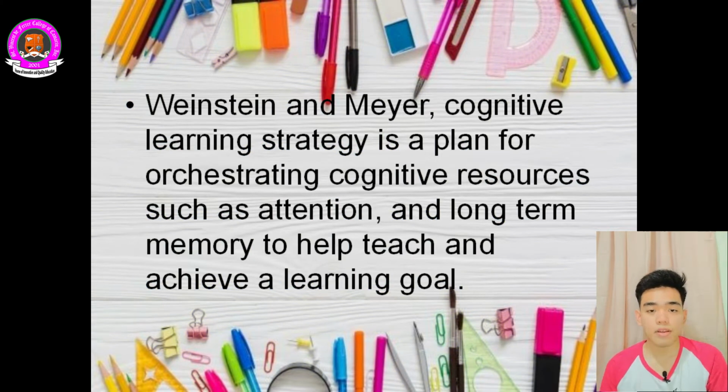Weinstein and Mayer: a cognitive learning strategy is a plan for orchestrating cognitive resources such as attention and long-term memory to help teach and achieve a learning goal. So according to them, a cognitive learning strategy is a way of planning to arrange resources to help teach and achieve a learning goal. Sa pamamagitan ng kanilang planning strategies, mapapadali po yung pag-catch up ng mga bata.